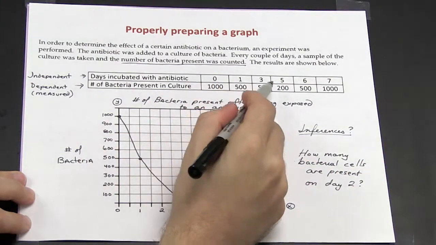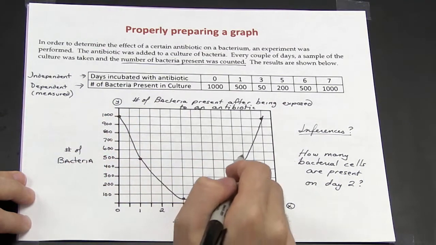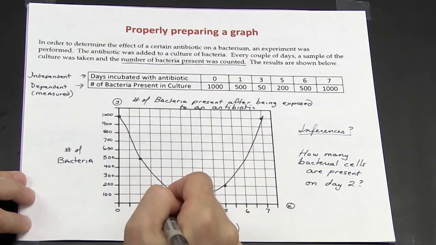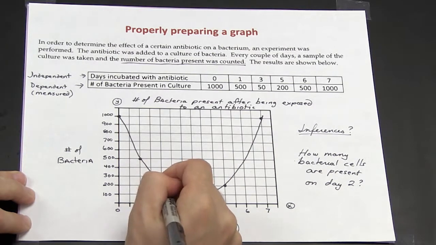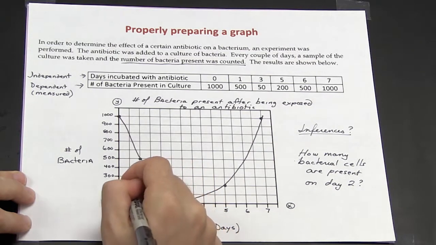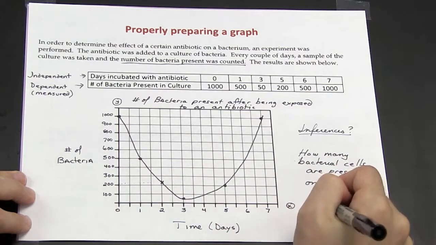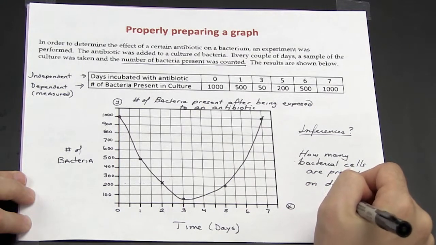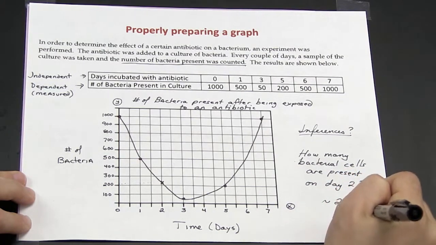Looking at my table here, I can't answer that question, but looking at my graph here, I can. I can go up to day 2 and find the point and then read where it corresponds on the y-axis. So it looks like it would be approximately 225 cells present on day 2.